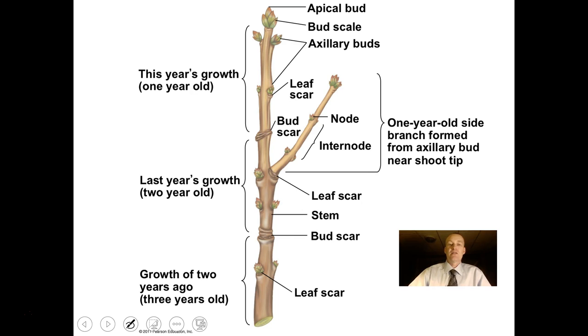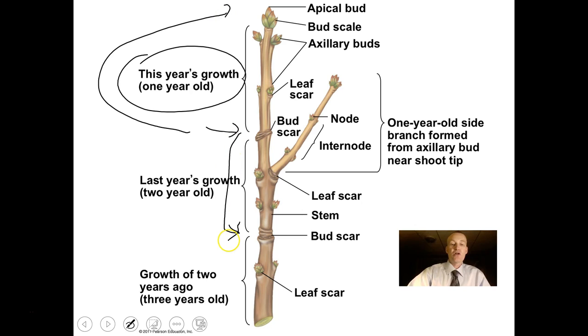One thing that's cool about looking at branches is that you can see how old they are. For example, this is one year's growth, from this bud scar all the way to the top. From this bud scar to this bud scar is going to be last year's growth. So that's two years' worth of growth that you can see. And then this is another year's growth, from this bud scar right here to the next bud scar.